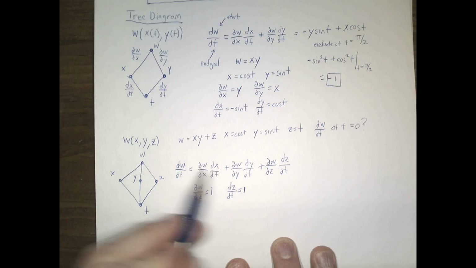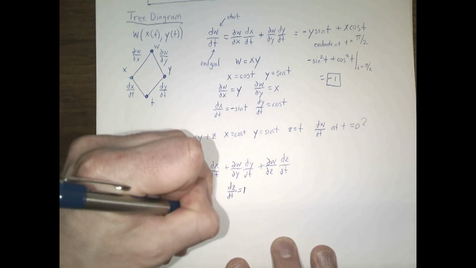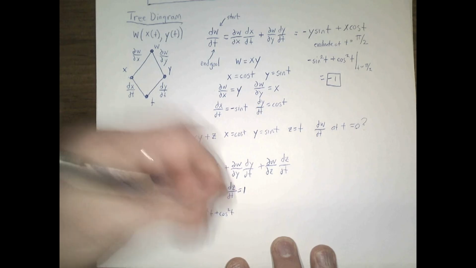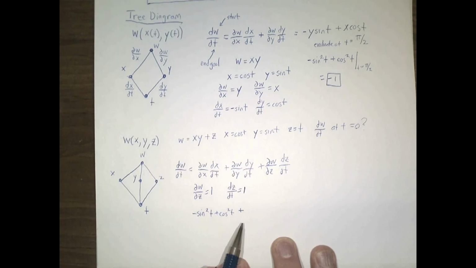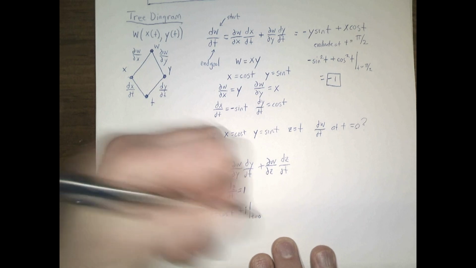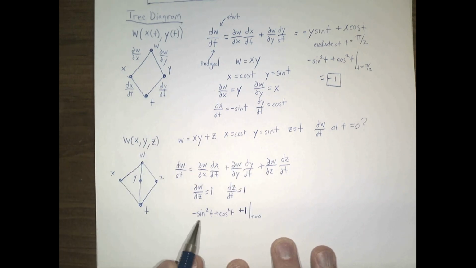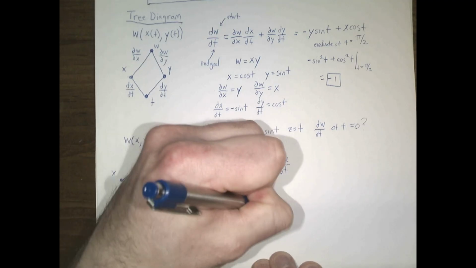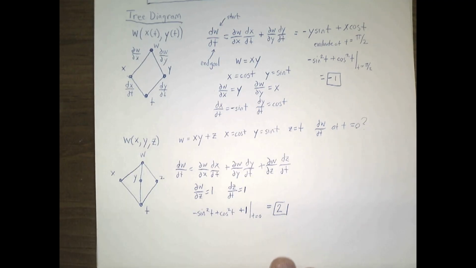We take the expression we already found, negative sine squared t plus cosine squared t plus 1. If we evaluate this at 0, well, now the sine part goes to 0. The cosine squared part becomes 1. We add that to the 1 we get from the z dependence, and now we get 2 as our derivative. So we can easily adapt the formula if we have more variables by just adding an extra path.